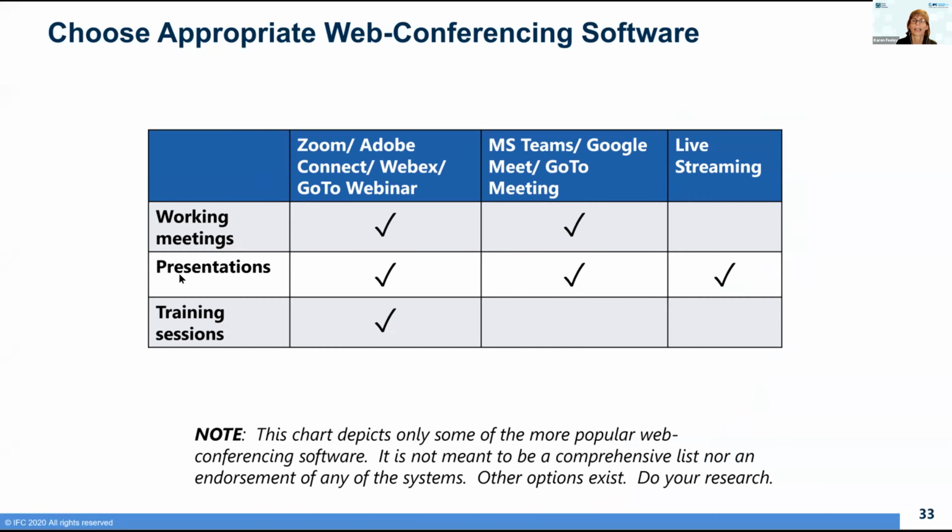Presentations are less about decision-making and less about two-way communication than they are about just informing listeners of new information. And in these cases, interactivity can help keep listeners focused on the meeting, but it is not essential. Most webinars that you watch are presentations. They're really just giving you information.